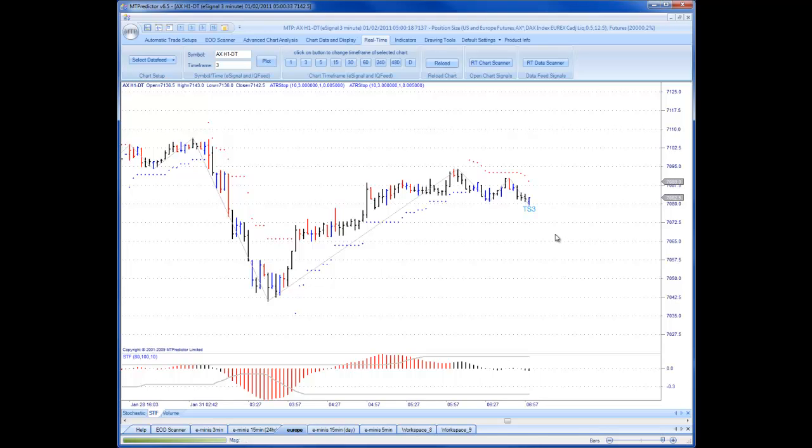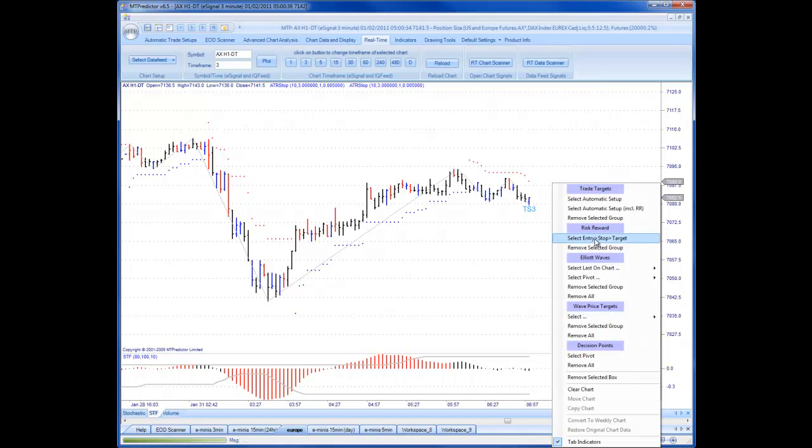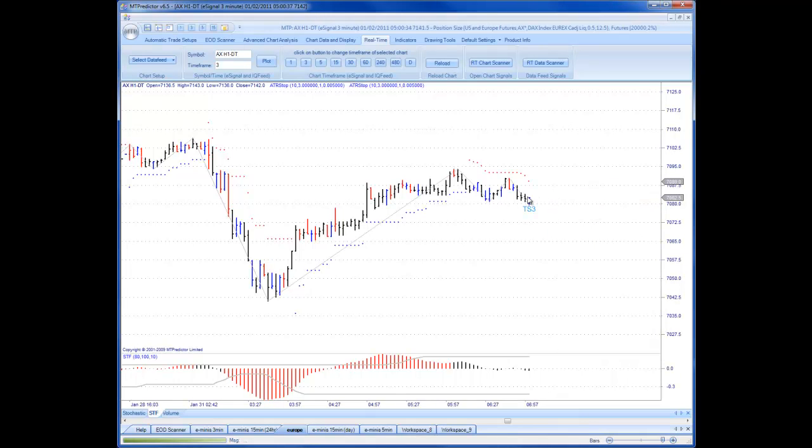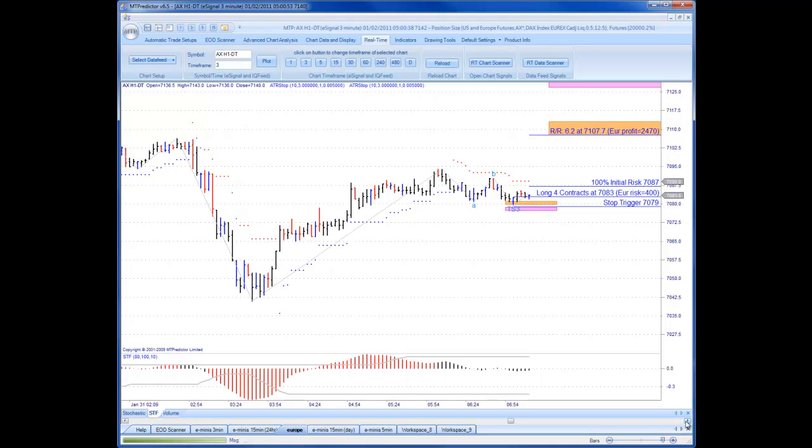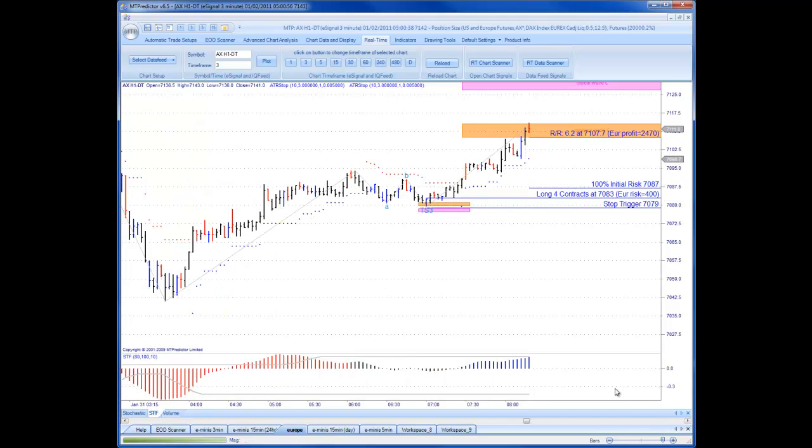We put the analysis on by going right mouse click, select automatic analysis, click on the bar in question, which is here, and it gives us our position size to keep our risks small under control. So here it was advising to go long 4 contracts at this level, and our stop trigger would be here. Market moves forward, takes us into a long position, and then starts to go up nicely.